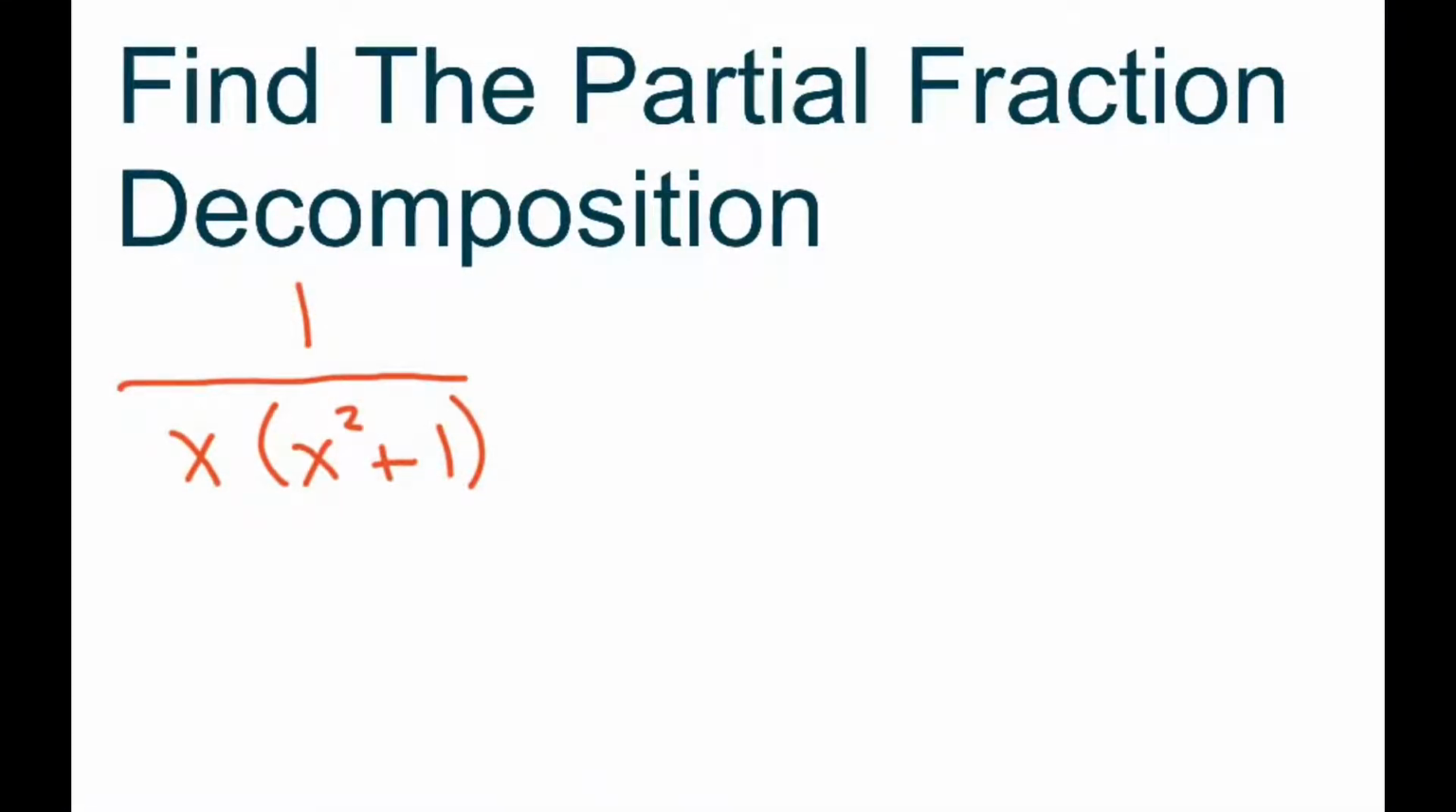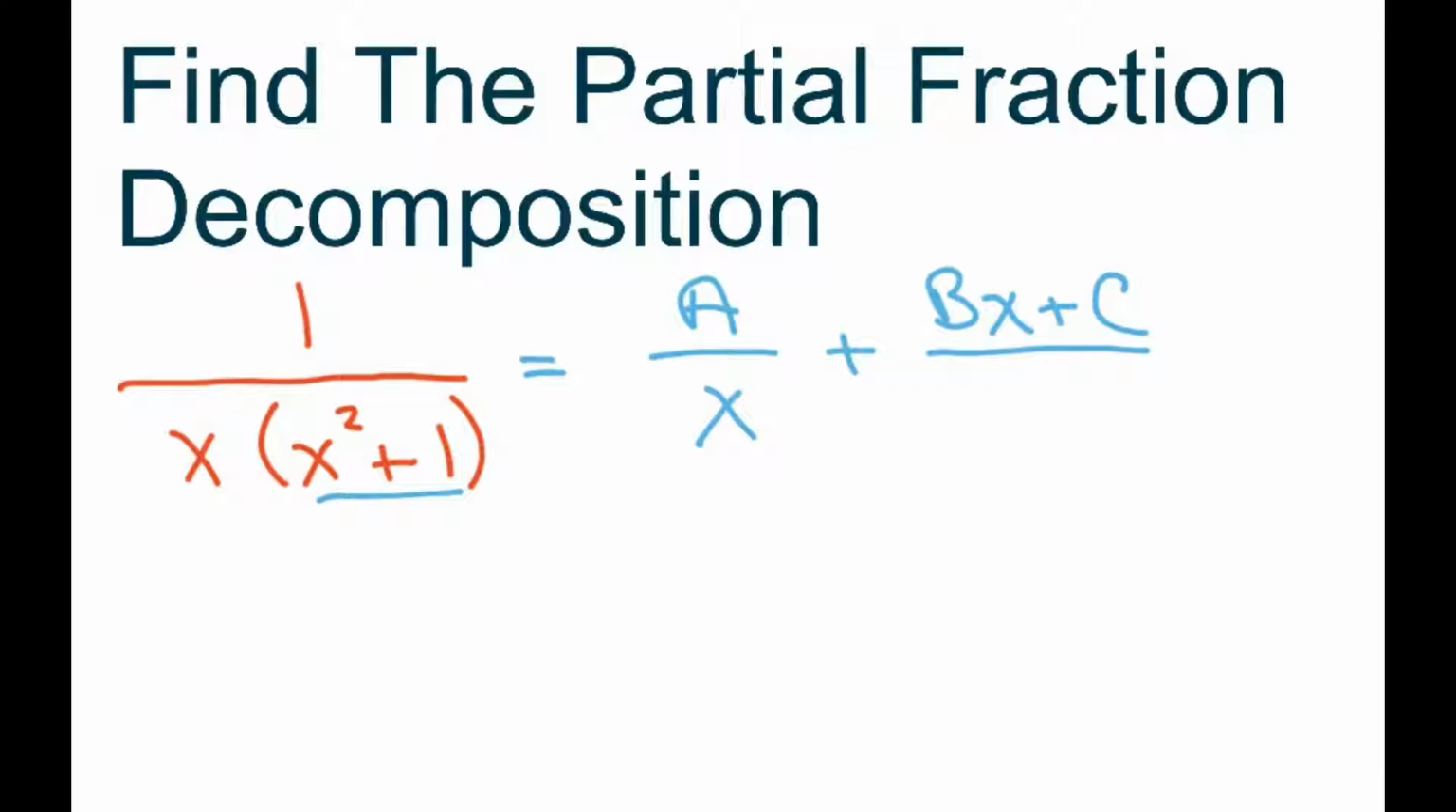Hi everyone, we're going to find the partial fraction decomposition of 1 divided by x times (x squared plus 1). This part right here is nonlinear, so we're going to write it as A over x, which is our linear term. And for our nonlinear term, we want it to be a proper rational expression, so it's going to be (Bx plus C) divided by (x squared plus 1).